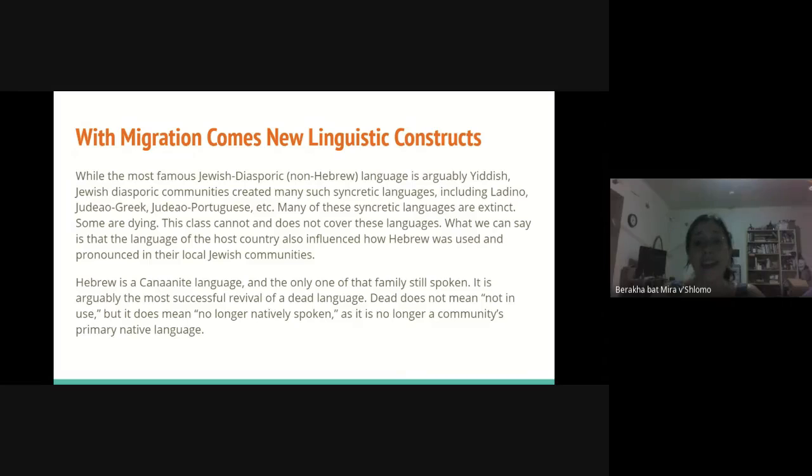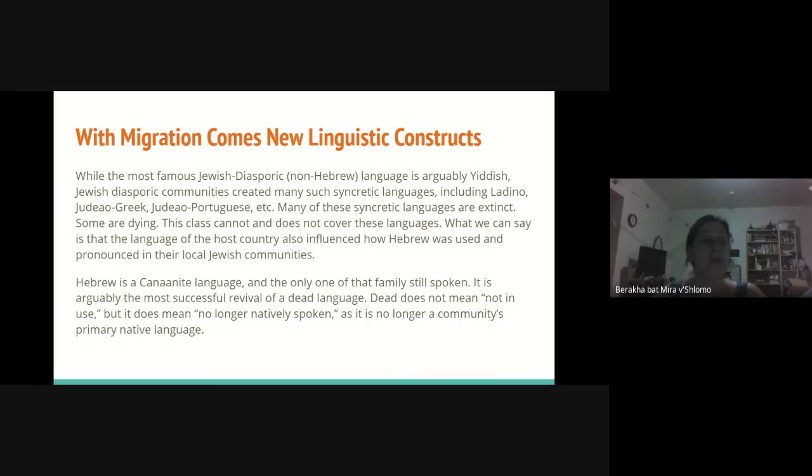But what we can say is that the language of the host country also influenced how Hebrew was used and pronounced in these local Jewish communities. These different types of accents, these different types of Hebrew still exist. The way Ashkenazim will speak Hebrew, especially if they're coming from Europe, is going to be a little bit different in pronunciation than Sephardi Hebrew.